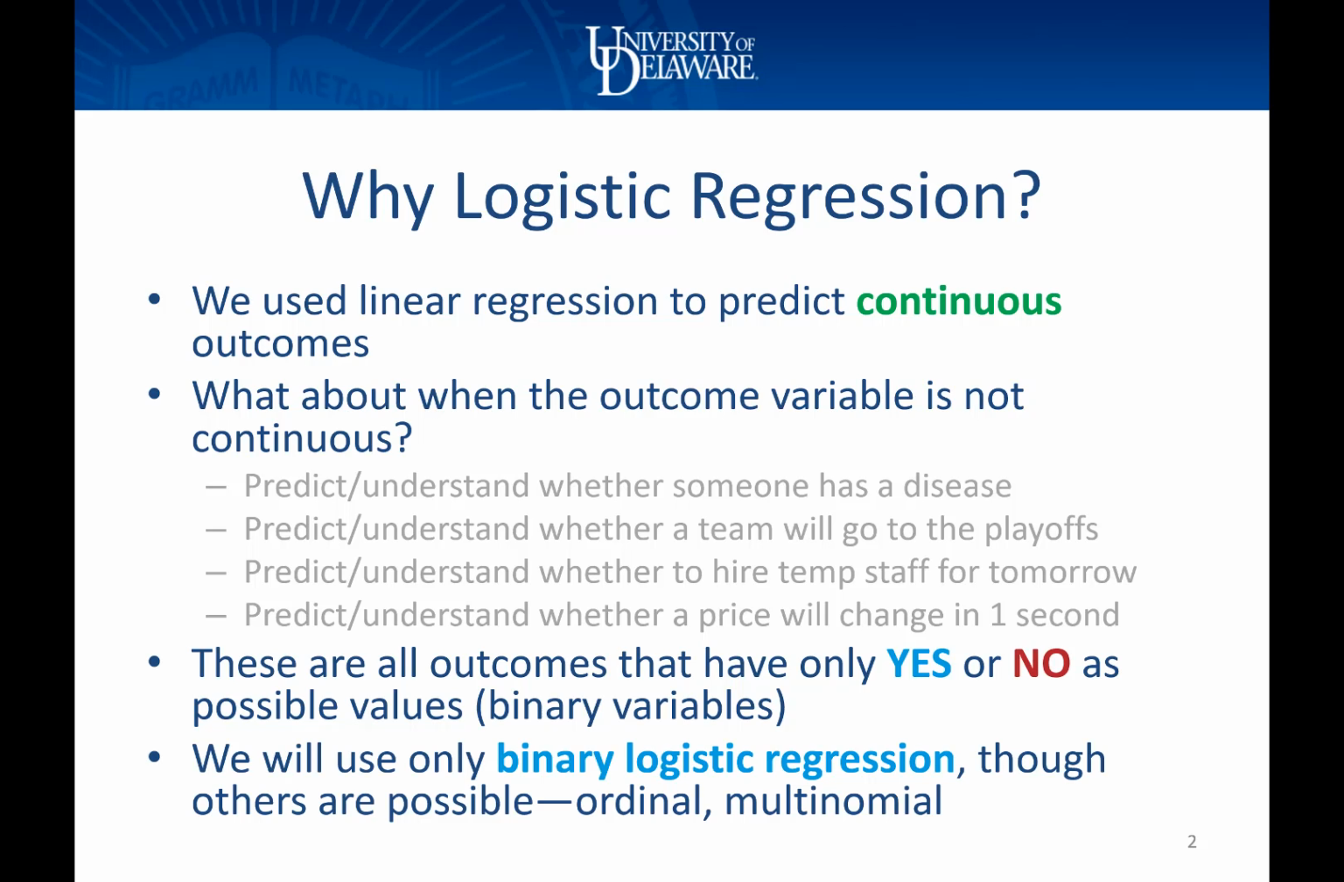In this class, we're only going to understand binary logistic regression, but there are lots of other possibilities. You could have variables that have 1, 2, 3 as possible outcomes, still not continuous, but more than a yes or no.